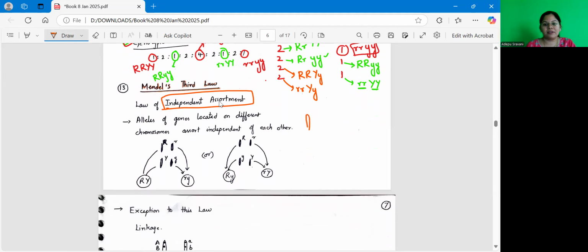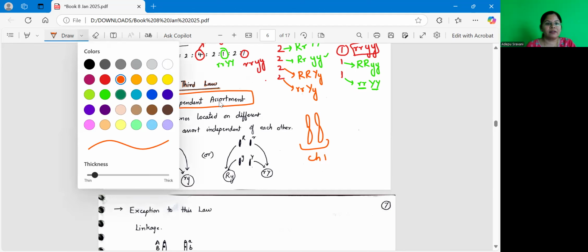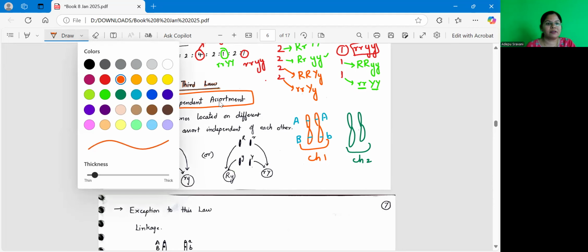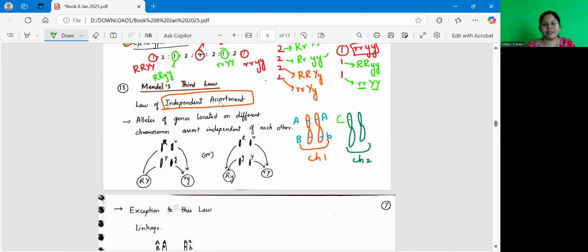Let me consider here chromosomes. This is chromosome number 1, okay? And then this is chromosome number 2. I have taken 2 homologous chromosomes. Now, I am going to write the genes here. Let us say here I have capital A, both of them are homologous. Then I have B in heterozygous condition. In chromosome number 2, let me take some other pretty color. Here I have capital C, small c, capital D and small d.